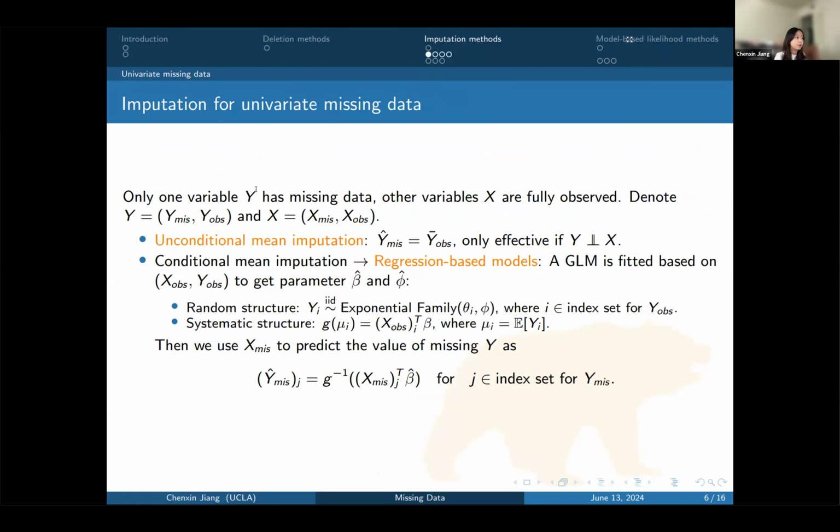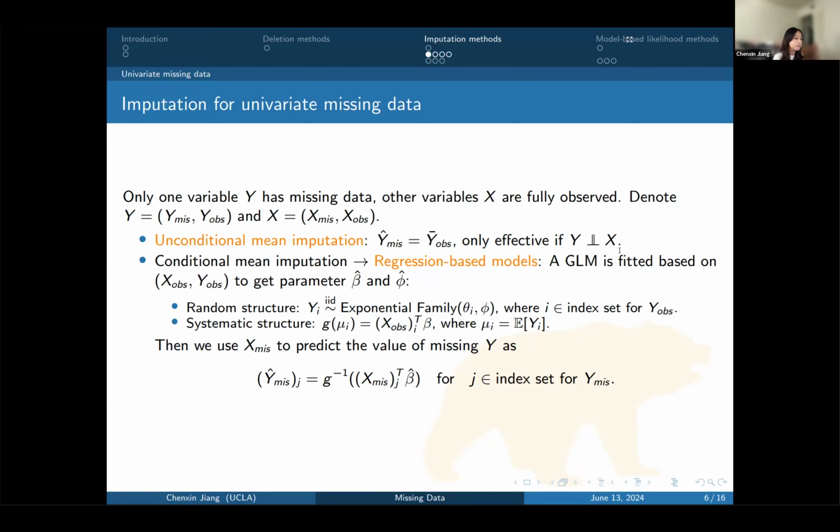And here, I want to introduce the detailed algorithm for univariate missing data. Consider the simplest case, where only one variable Y has missing data and the other variables X are fully observed. We denote Y and X accordingly. We can do unconditional mean imputation, but it's only effective if Y is independent of X. So we can also do conditional mean imputation or regression-based models.